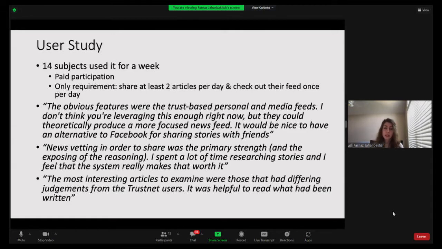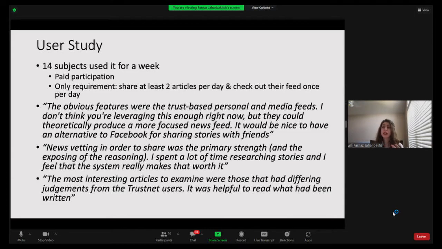And the daily tasks for the study involved sharing at least 2 posts a day, which meant that they had to assess it because to be able to share, a user has to assess the article or the post. And we also required that users check out their feed at least once a day.